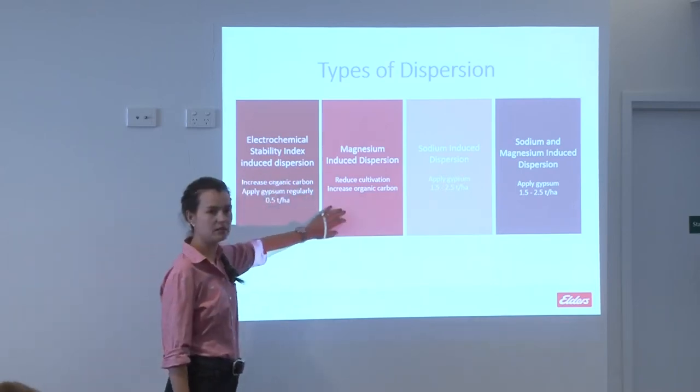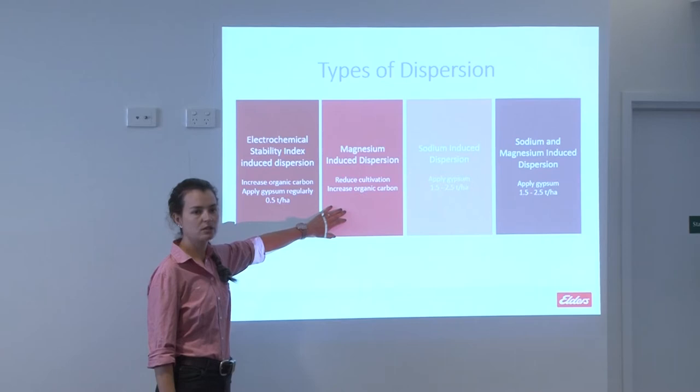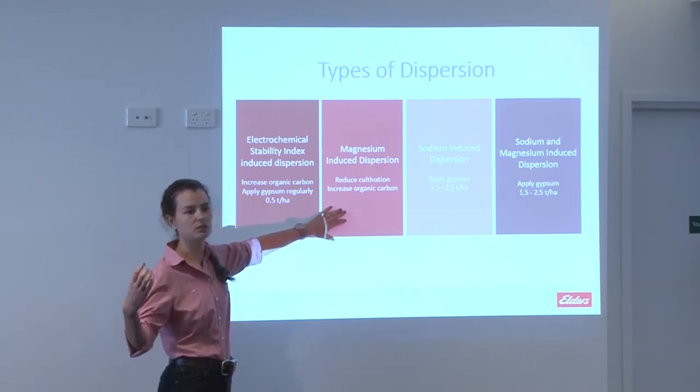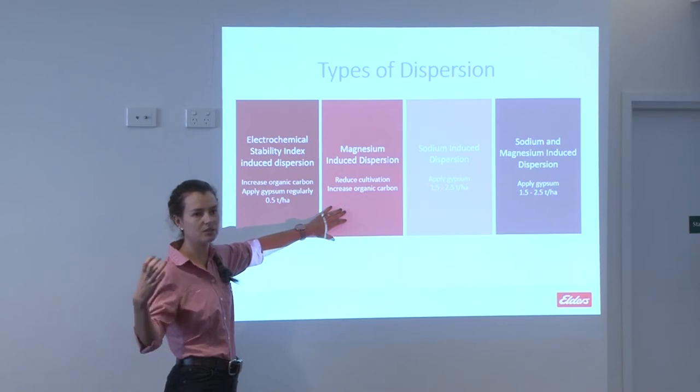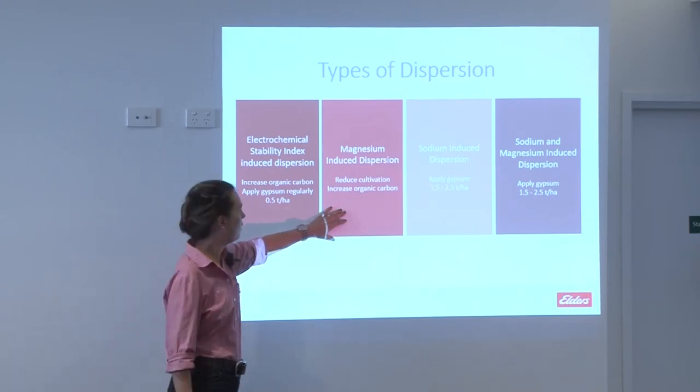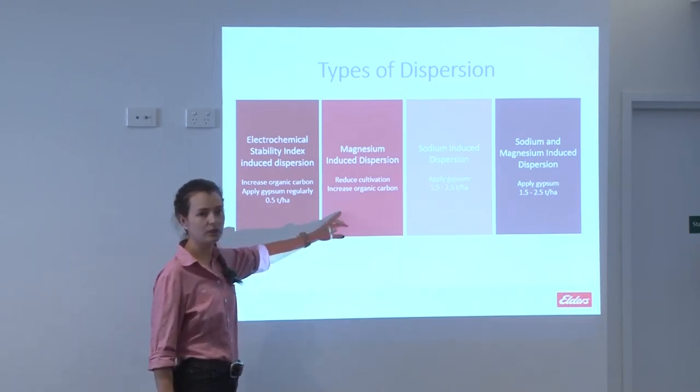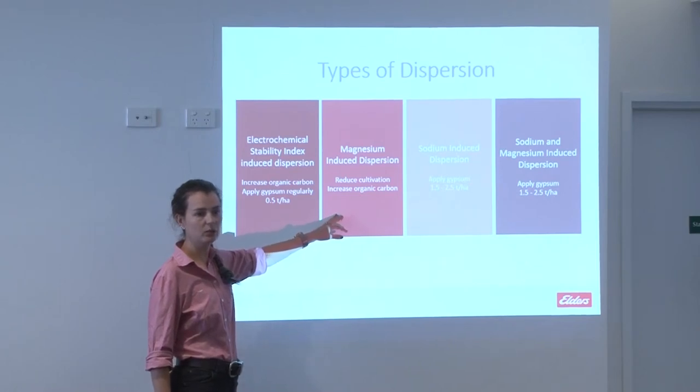Alternatively, you can have magnesium-induced dispersion. So unfortunately, gypsum won't fix that because it's not actually going into the soil like sodium is. It's just sitting there in the profile. So the only real thing you can do there is increase your organic carbon.